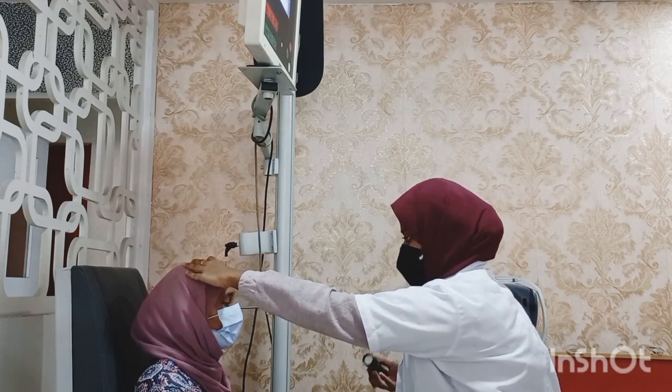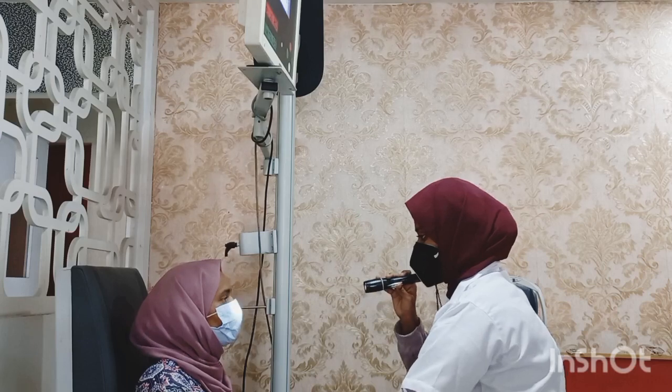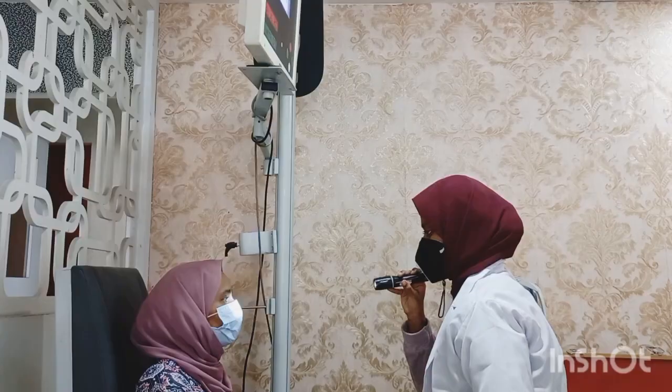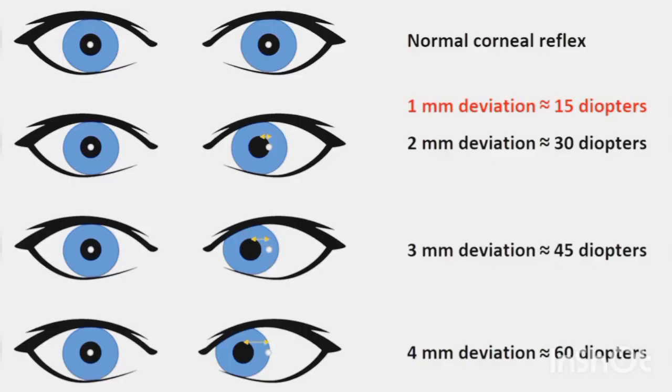Now I am going to do the Hirschberg test on her. I asked her to fixate at the torchlight. You have to notice whether the corneal reflex is at the center. She has a normal corneal reflex; it's at the center of the cornea. If there is any deviation, it will be at the pupil margin, in between the pupil and limbus, or on the limbus. If it is at the pupil margin, the deviation will be 15 diopters, in between the pupil margin and the limbus it will be 30 diopters, and if it is on the limbus it will be 45 diopters.